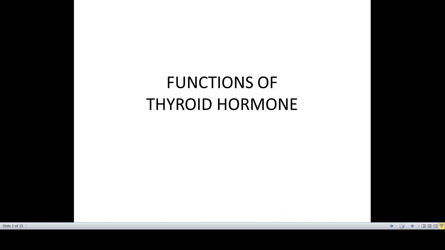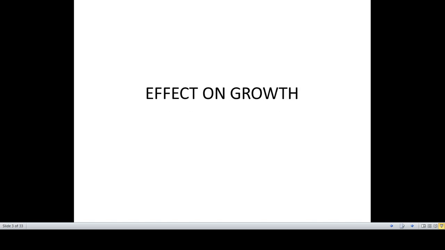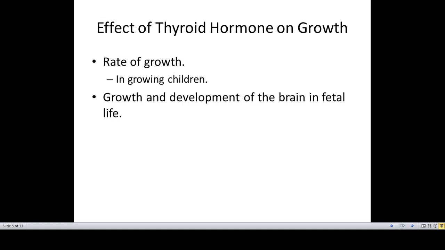Coming to the functions of the thyroid hormone. Thyroid hormone has an important effect on growth, and they increase the rate of growth in growing children, and they also cause growth and development of the brain in fetal life. In the absence of thyroid hormone, the growth and development of the brain remains incomplete in the fetus.